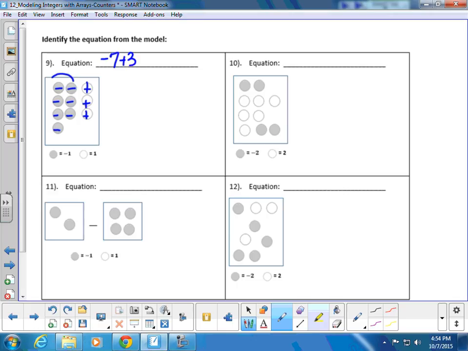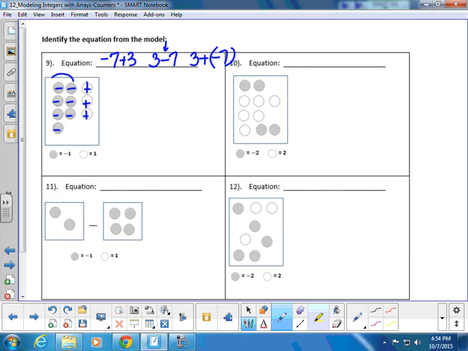You may also see it written as 3 positives minus 7 or plus 7 negatives. But if we get rid of those double signs, this is what we'd end up with. So any of those would have worked depending on how we view the problem.